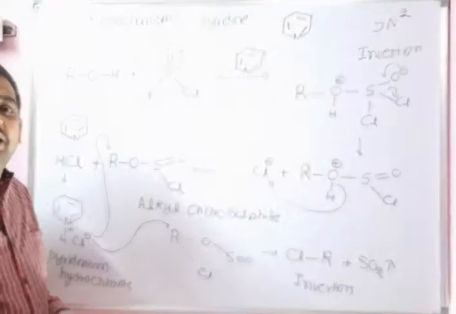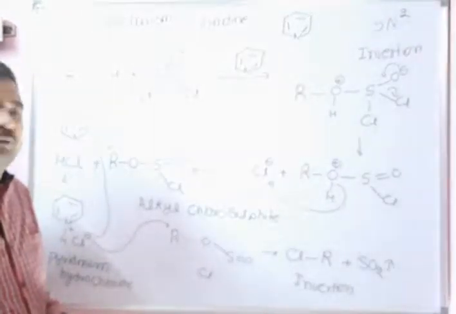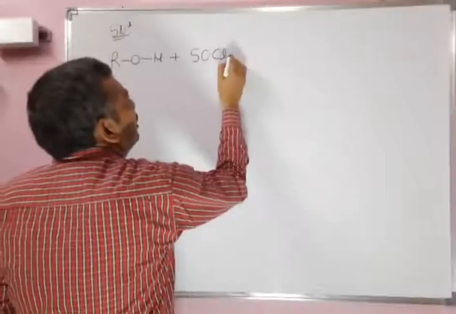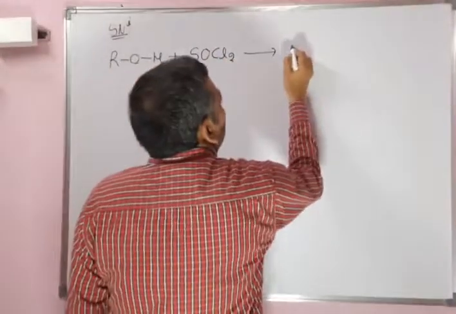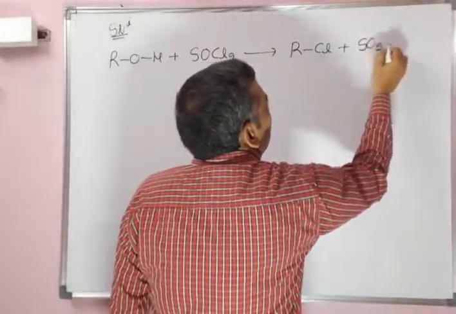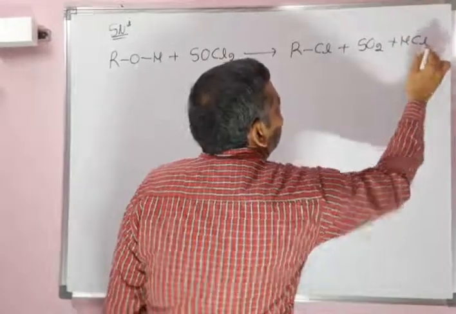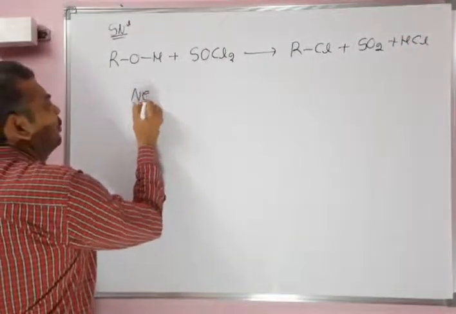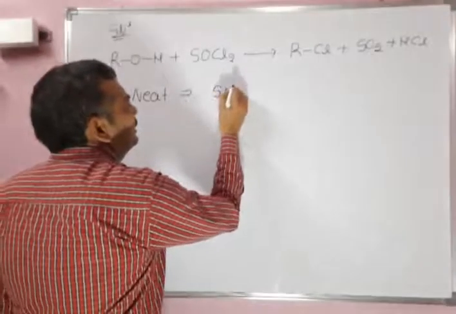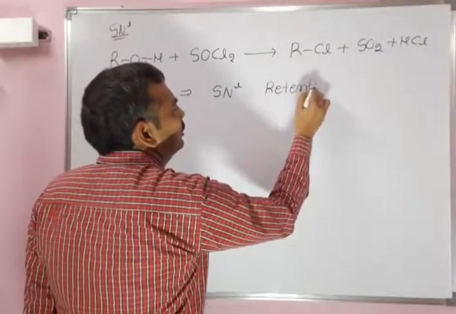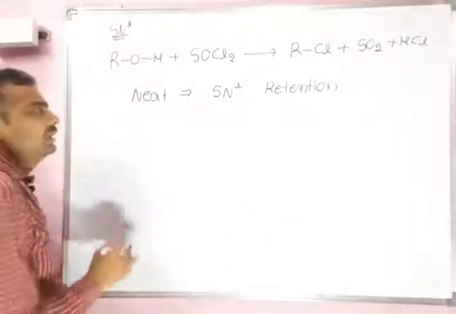Finally, inversion of the configuration will take place in this reaction mixture. Alcohol reacts with thionyl chloride, we will get RCl plus SO2 and HCl. So this is the reaction, Darzens halogenation. If you use it neat, without solvent, that is the SNi mechanism, and retention of the configuration will take place.